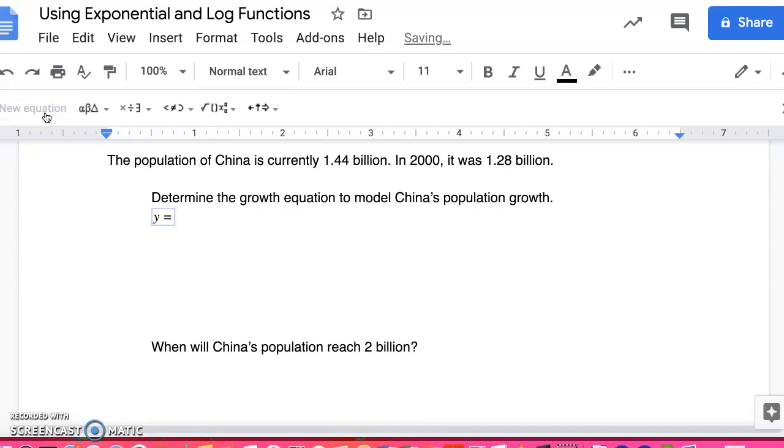The population is so big, it's almost like it's growing continuously. So that growth equation was like that. Y equals A times e to the kt. And so we need to fill in what we know.